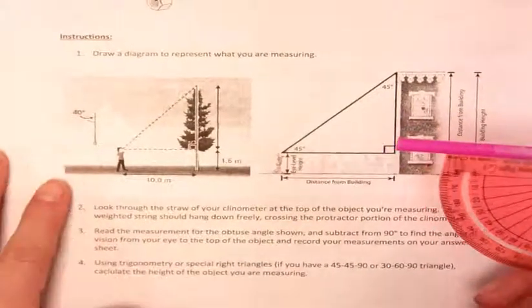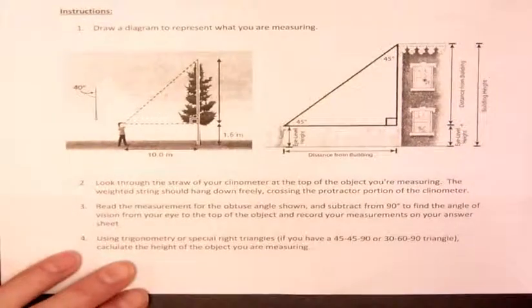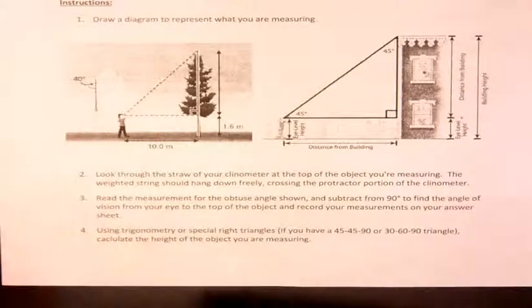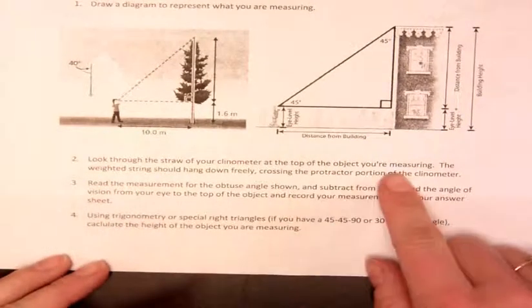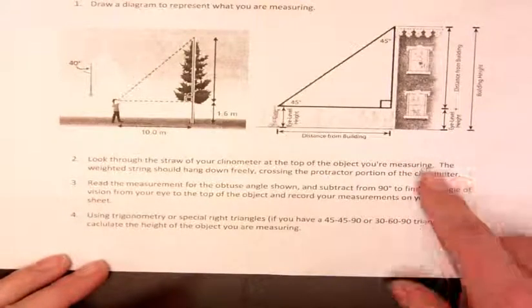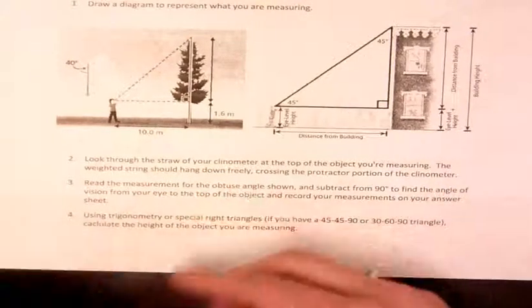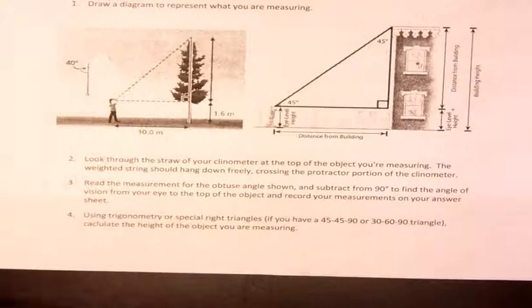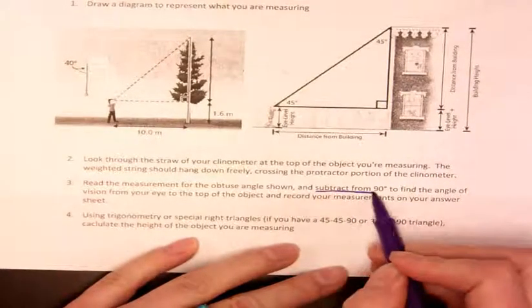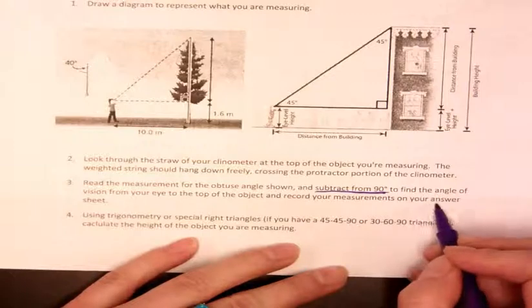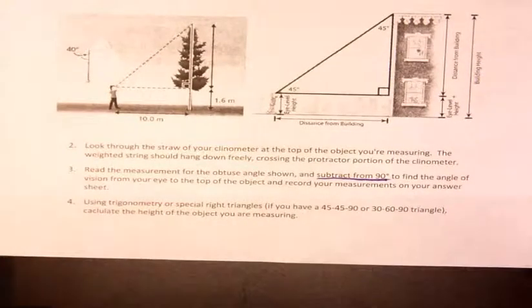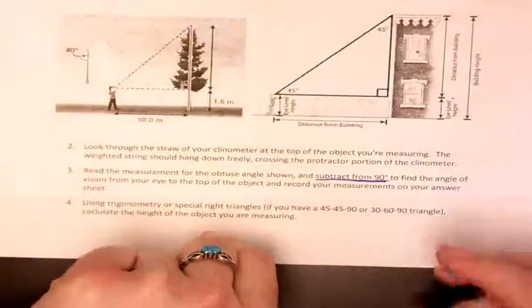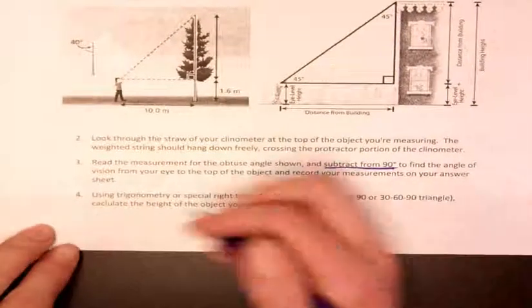But you're doing this project, and this is counting as a quiz. This is a really easy way to get 100, because I'm just grading on whether you went through the process you're supposed to. Step 1, look through the straw at whatever object you choose to measure. One person looks up at it, the other reads the obtuse angle, and you write it down. Then you subtract 90 from your obtuse angle and record your measurements on the answer sheet. Then you just have a problem to solve. You draw your own diagram, measure the angle, and use trigonometry to solve. Make sure to add in your height.